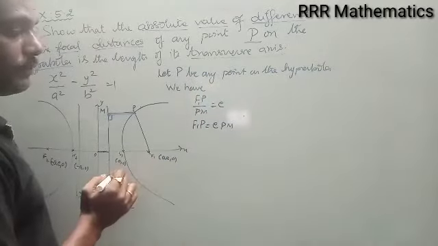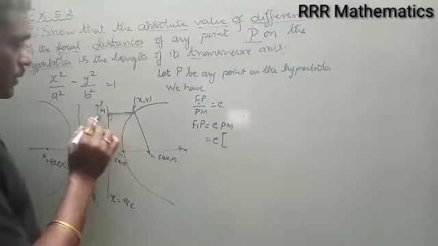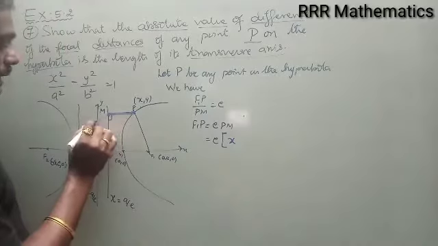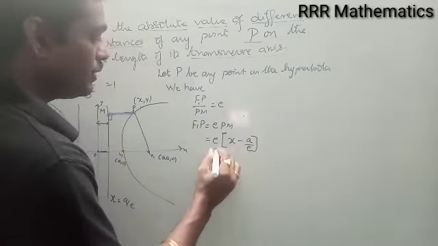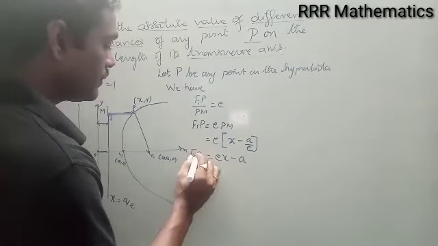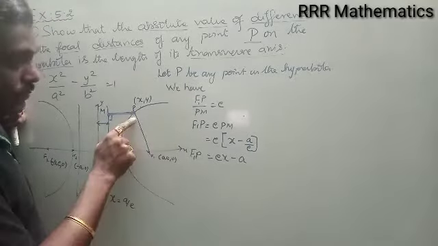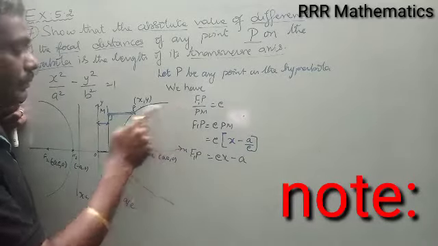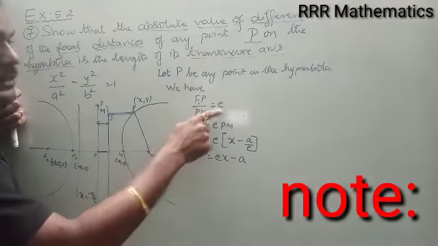Let P be any point on the hyperbola. Therefore P is (x, y). What is PM? The horizontal distance from the y-axis to P is x. Subtract this gap, which is nothing but a by e. So x minus a by e. When you multiply by e, the e cancels. I will explain. F1 is one of the foci. We have F1P divided by PM equal to e: from the focus to any point on the hyperbola divided by the perpendicular distance from the same point P to the directrix gives the eccentricity. This is what we have actually.